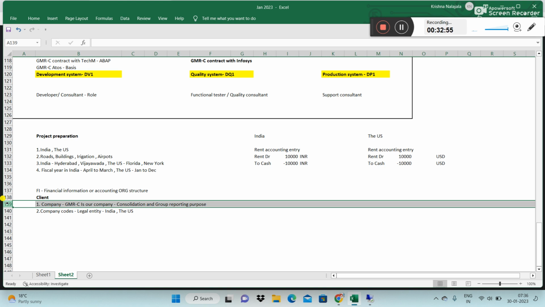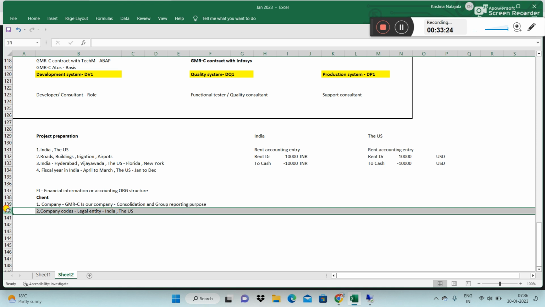Now tell me, in India, you took a loan of 100 crores from SBI or another bank. You record this business transaction in your company or a legal entity, which we call a company code. Where do you record? Company? Where do you record, Uma Devi? Correct, you are correct. We record in a company code, not in a company.